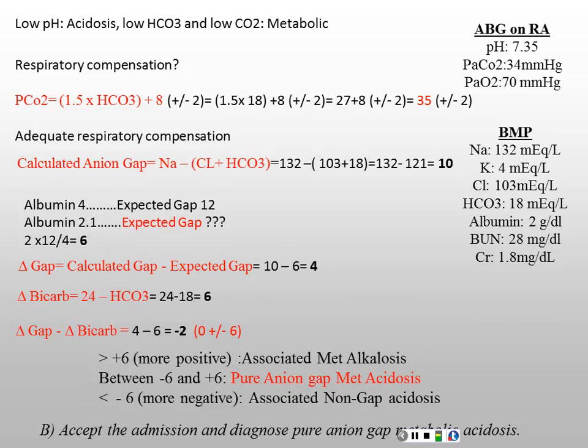If you have an albumin level, try to see if this level is abnormal. Then you have to calculate the expected gap for that level. And after that, you have to calculate the delta value. The reason you calculate the delta value is to see if it's only a single acid-base disorder, meaning pure anion gap metabolic acidosis, or if you have another problem going on top of this metabolic acidosis.